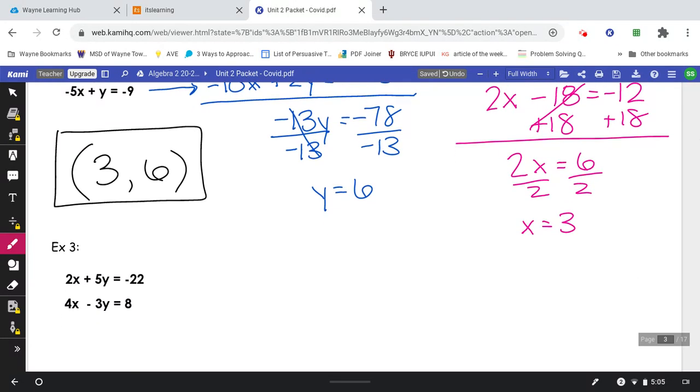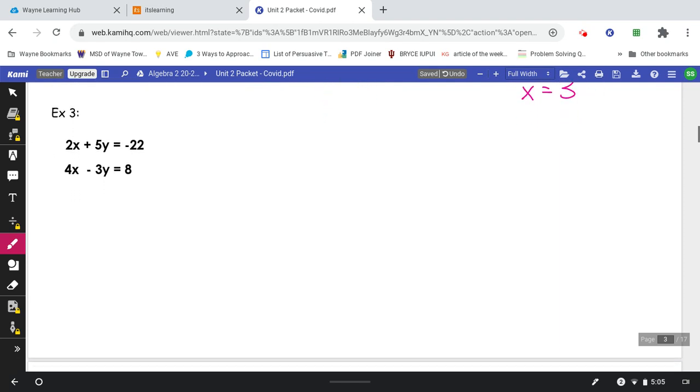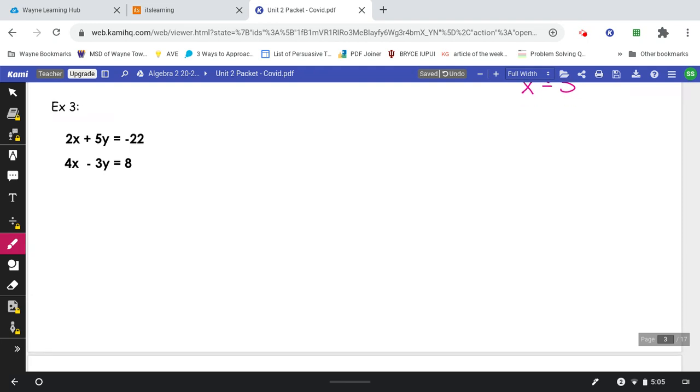All right. One more example here. So for this one, I'm just going to focus on changing one of the numbers. You could change the y's just like we did with example number 2. Multiply the top by 3 and the bottom by 5.